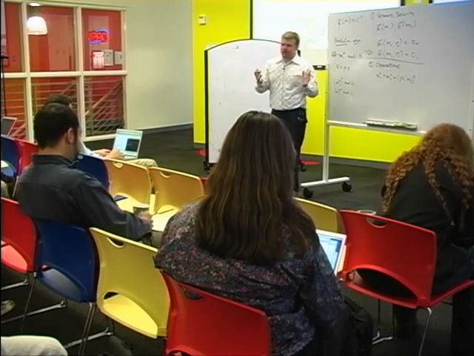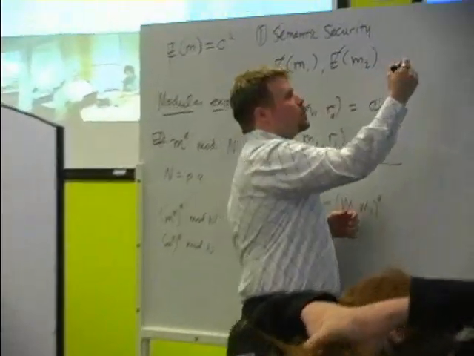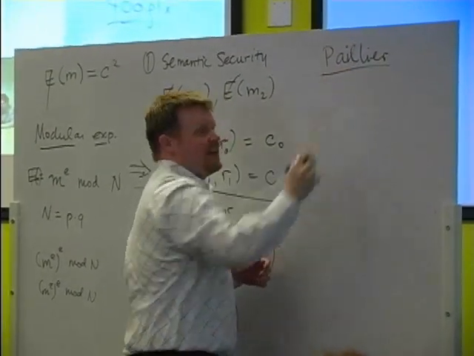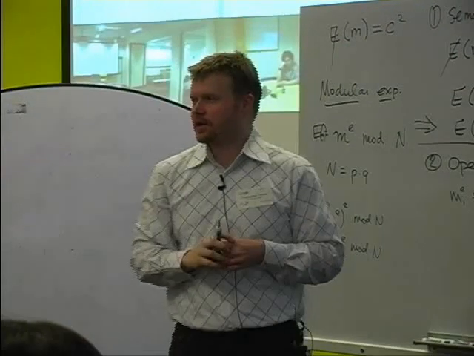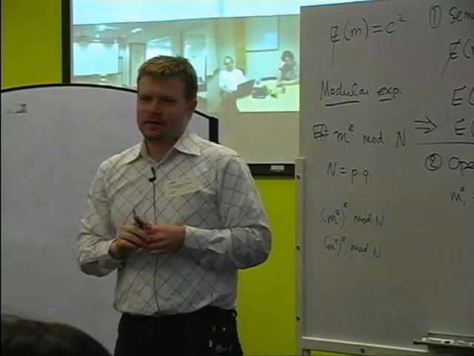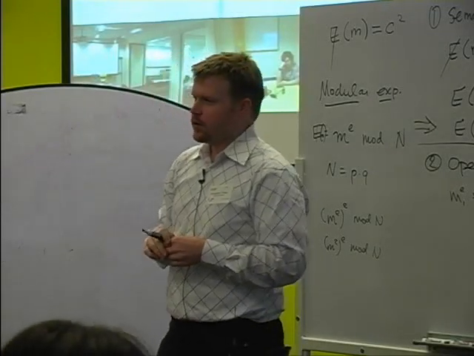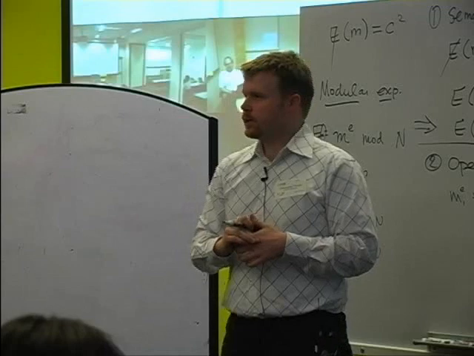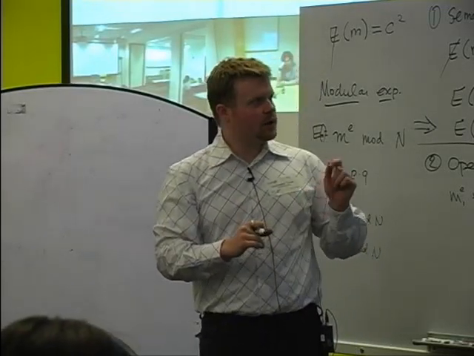So multiplication, kind of useful, but we can do better than that. How many of you have heard of a guy named Pascal Paillier? Great. So who is Pascal Paillier? He was a PhD student in France who was working on cryptography, and he came up with an encryption algorithm that is a little bit similar to RSA in a couple of ways, but importantly different.